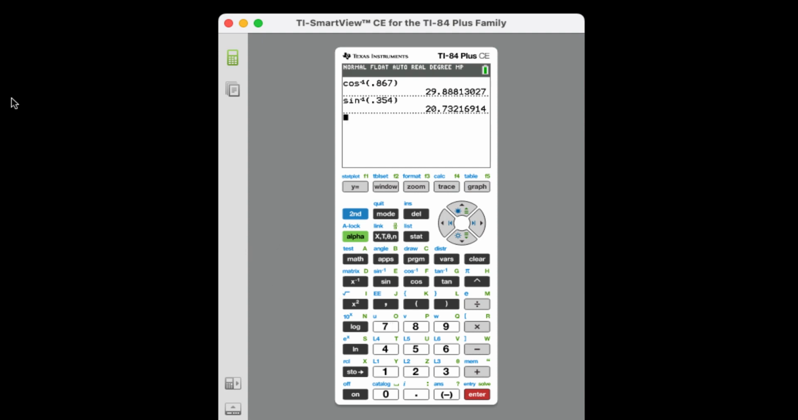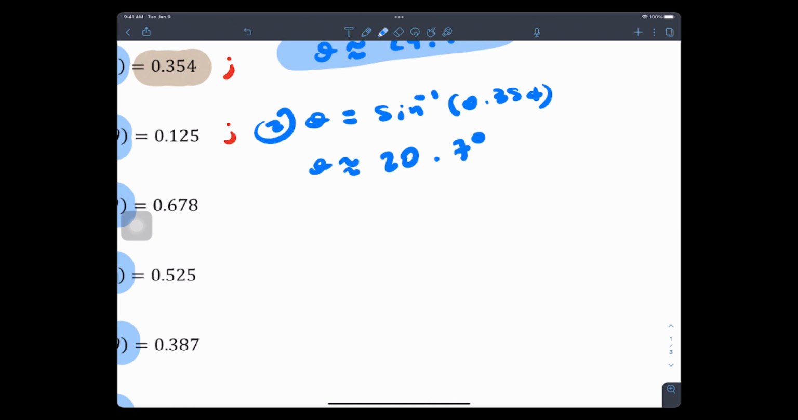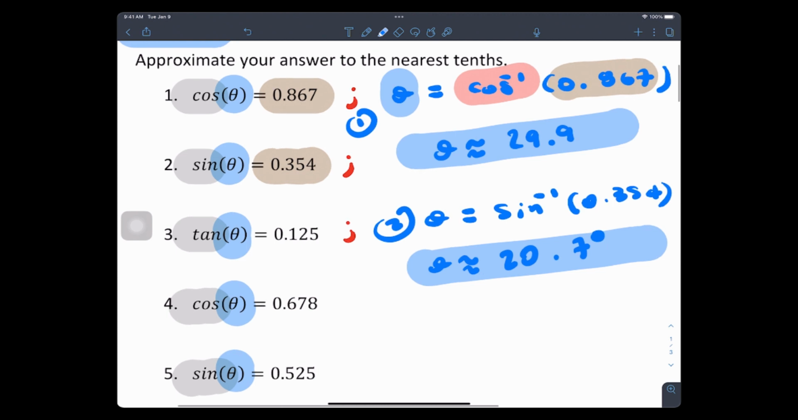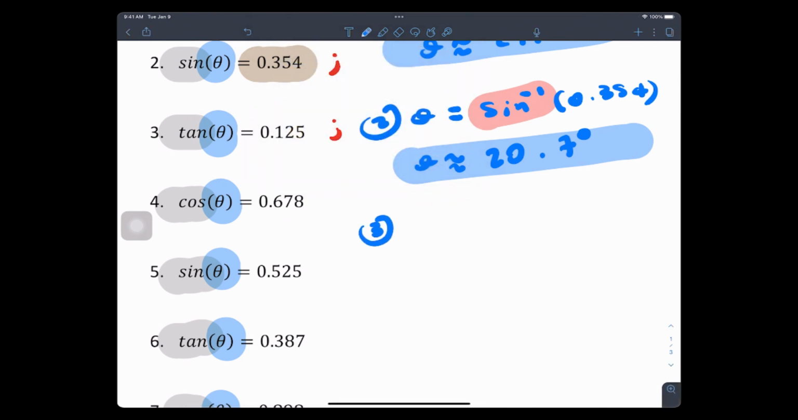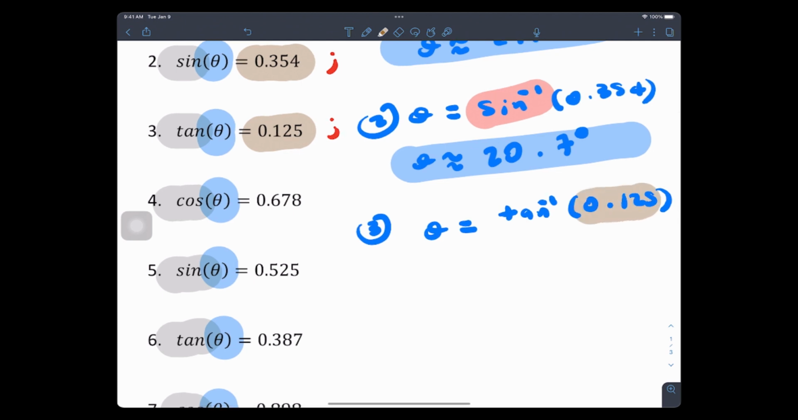All right, so there's the angle. Now you're going to use, again, the inverse sine function on this one. So number three, which one do you use for number three? The inverse tangent. Inverse tangent, and the decimal is 0.125. So that's the number that goes in here. Again, you're using inverse tangent to get the angle theta.